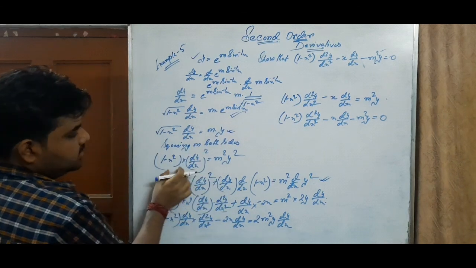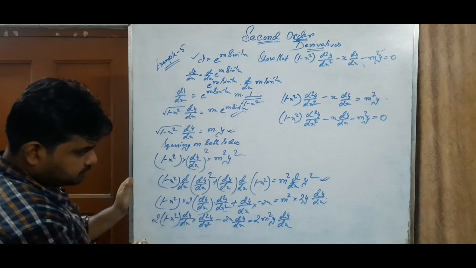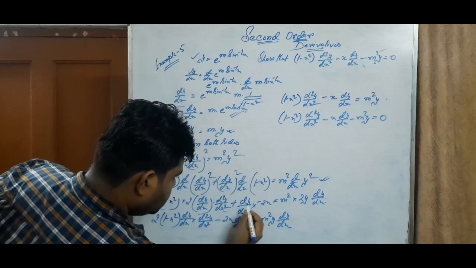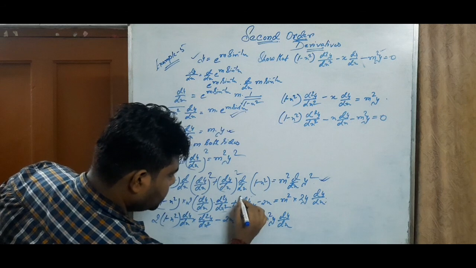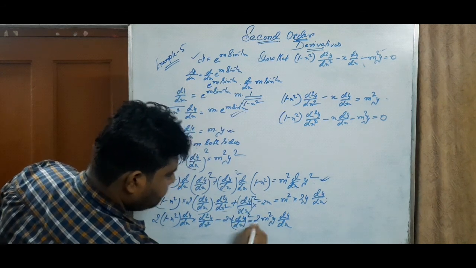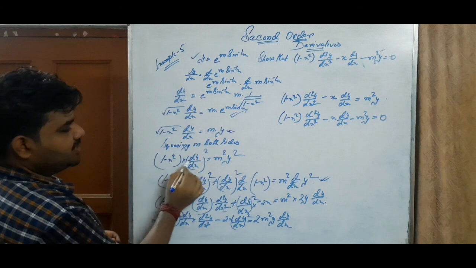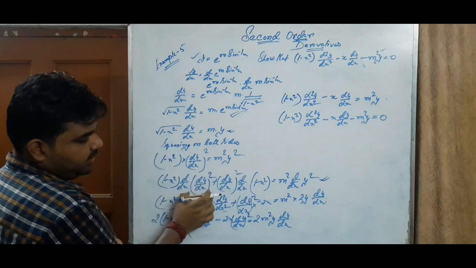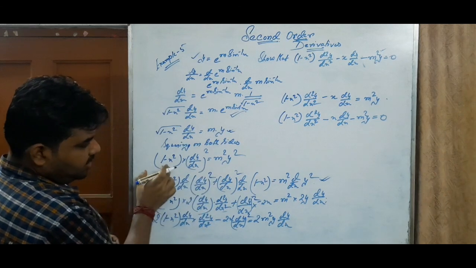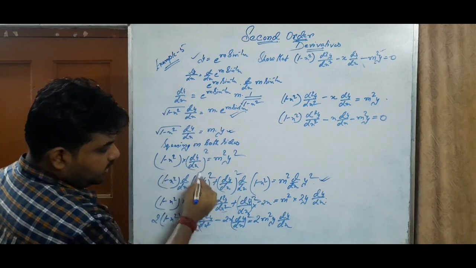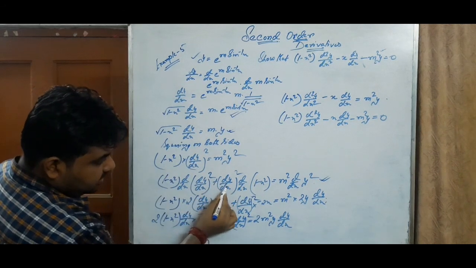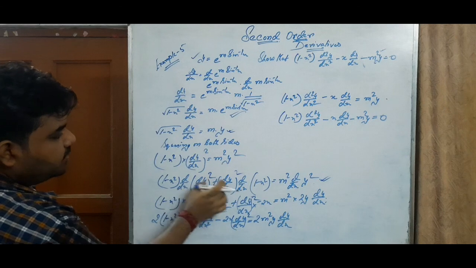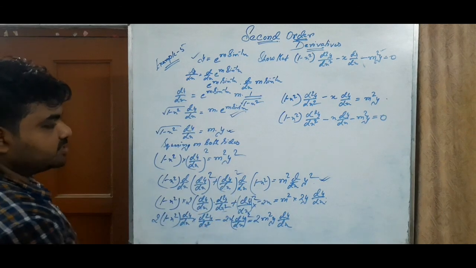Now this is uv. So it is 1 minus x square into dy by dx whole square. Next, that is uv, the product rule: 1 minus x square d by dx of dy by dx whole square plus dy by dx whole square into d by dx of 1 minus x square, that is u d by dx of v plus v d by dx of u. I have missed writing the square over here.